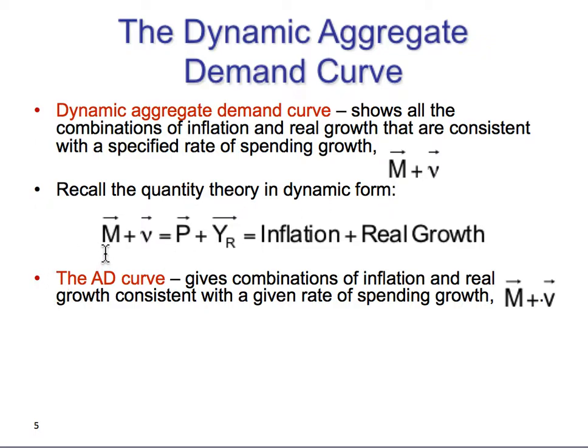So you've got money supply growth plus velocity of money growth, that's spending growth, is equal to the growth rate of P, which is inflation, plus the growth rate of real GDP. Growth rate of spending equals the inflation rate plus the growth rate of the economy. So the aggregate demand curve gives combinations of inflation and real growth, P and Y, that are consistent with a fixed level of spending growth. Let's look at it.